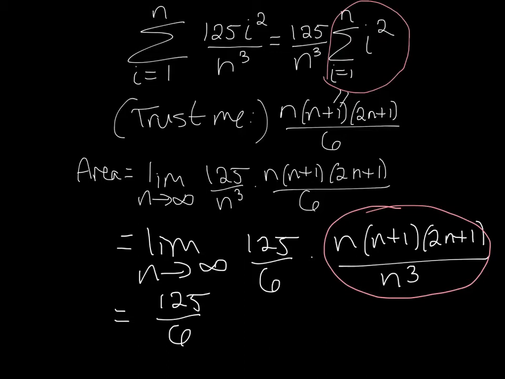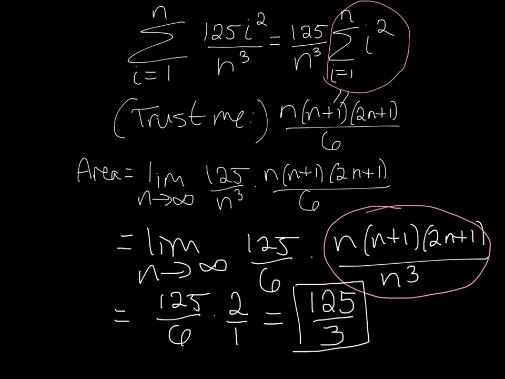If the degree on the top is the same as the degree on the bottom, it's just the ratio of the leading coefficients. And if you look at the leading coefficients here, if you would multiply out the numerator, your leading coefficient would be 2n cubed, and on the bottom you have just a plain old n cubed. So the ratio of the leading coefficients is 2 to 1. And so our final area is 125 over 3. And that's our final answer. It wasn't so hard, but what we'll see is that it's even easier once we learn the fundamental theorem of calculus.